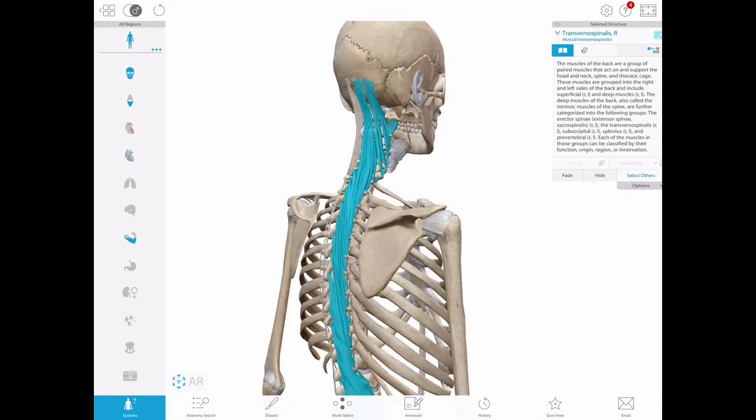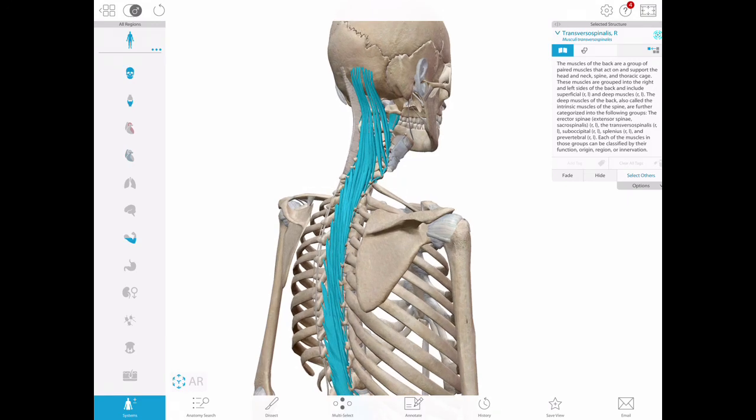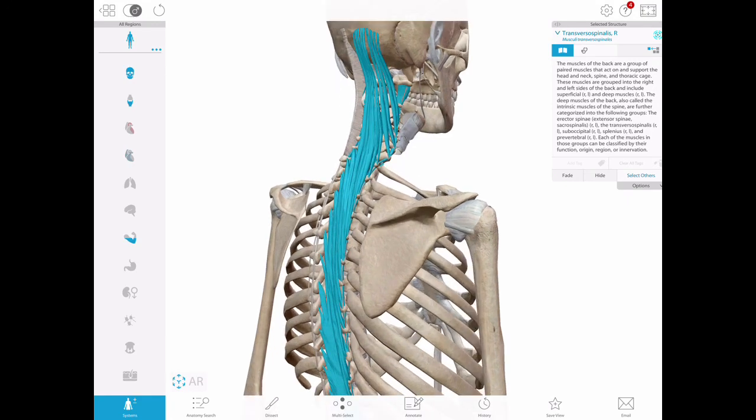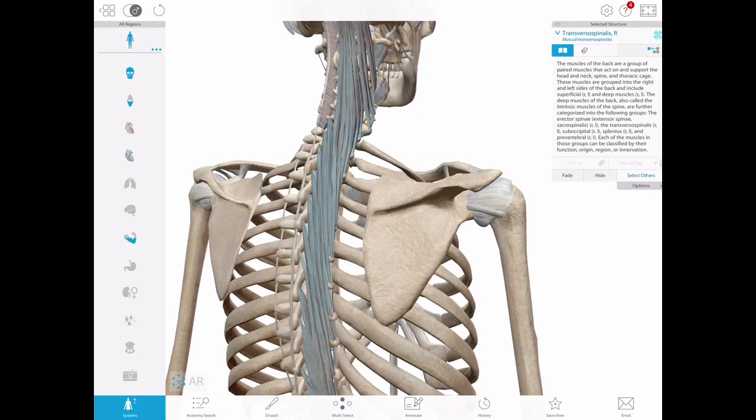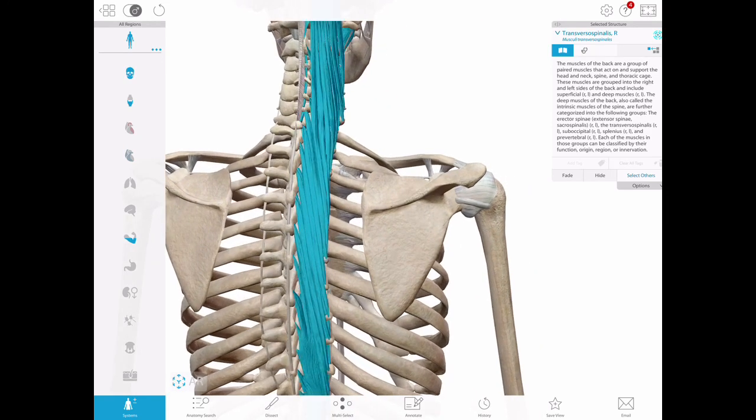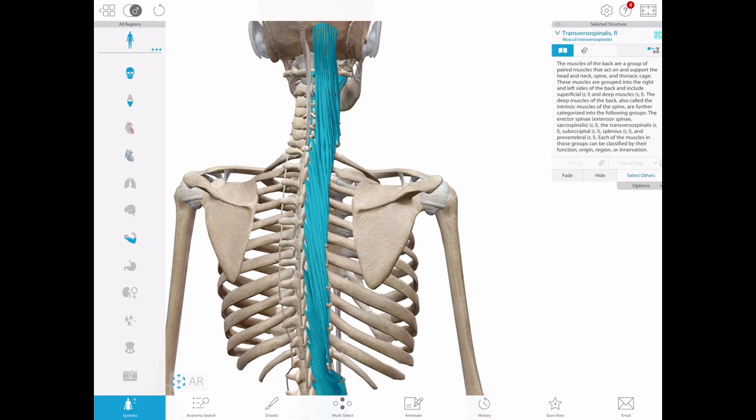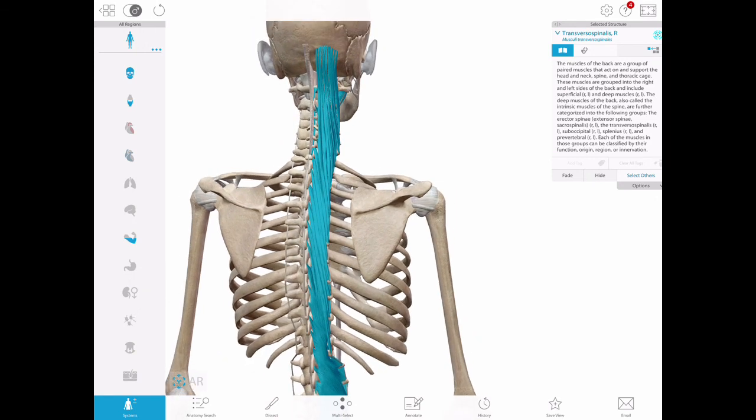Here are the transversospinalis muscles, which originate on the transverse process and insert on the spinous process of the vertebra above. They help to bilaterally extend the neck and trunk and unilaterally rotate the head, neck, and trunk to the opposite side.